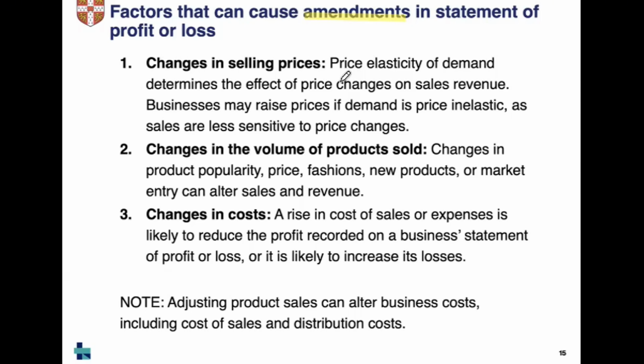And once revenue increases, it means that we are going to cause a change, an amendment in the statement of profit or loss. What part of the statement of profit or loss is going to change? Our revenue. Once our revenue changes, it is also going to change our cost of sales. If our cost of sales and our revenue have changed, that means it's going to change our gross profit, our operating profit, and our profit for the year. All right, so it has a cascading effect.